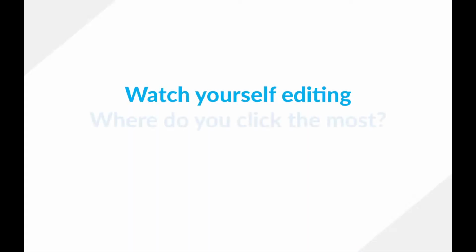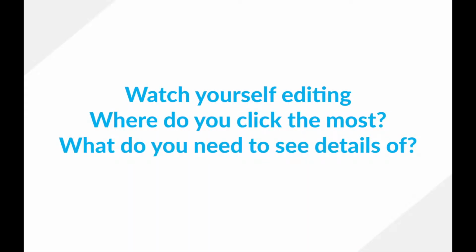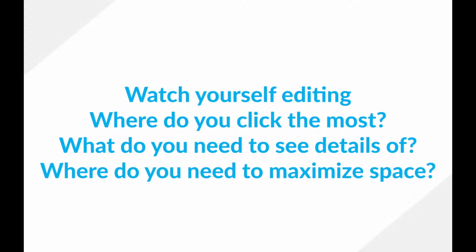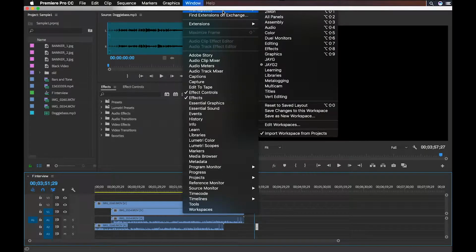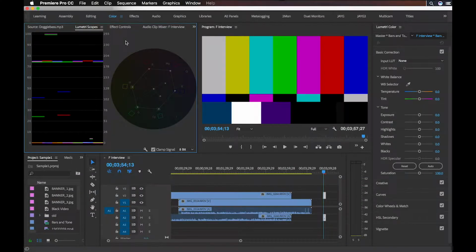Watch yourself editing. Where do you click the most? What do you need to see details of? Where do you need to maximize space? This works well for me, but find the best workspace for you, and then go up to Window, Workspaces, and save that workspace. That workspace works most of the time, except when I'm concentrating on color.